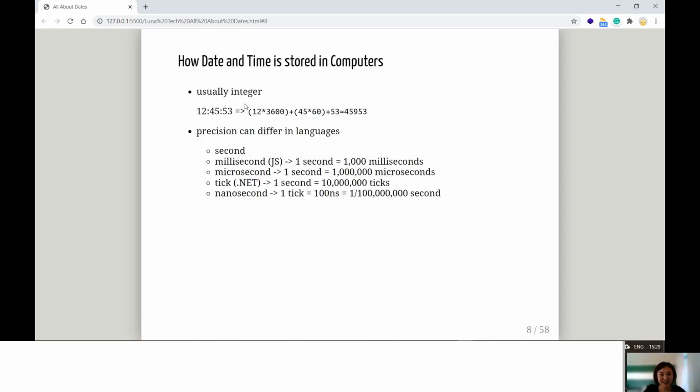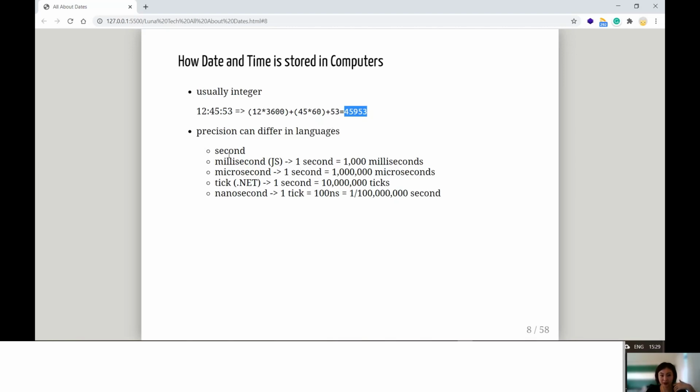Yeah. And how the date and time is stored in computers. Usually they are stored as integers, like what we have seen in Excel. If you hover on a date and try to change the format to numbers, you can actually see some numbers there. That's how Excel is storing the date internally. And there are different precisions, and it differs in languages.